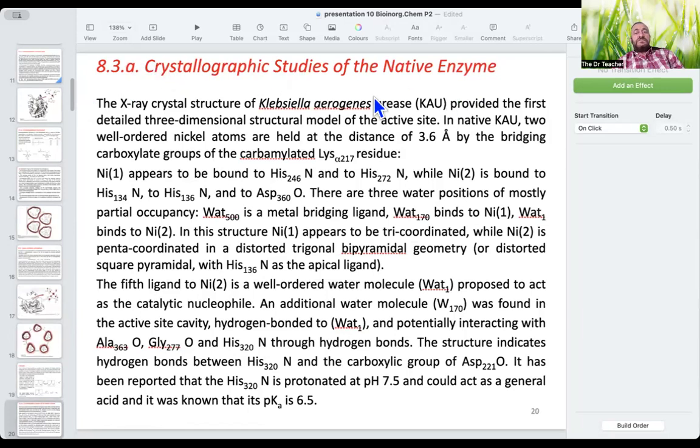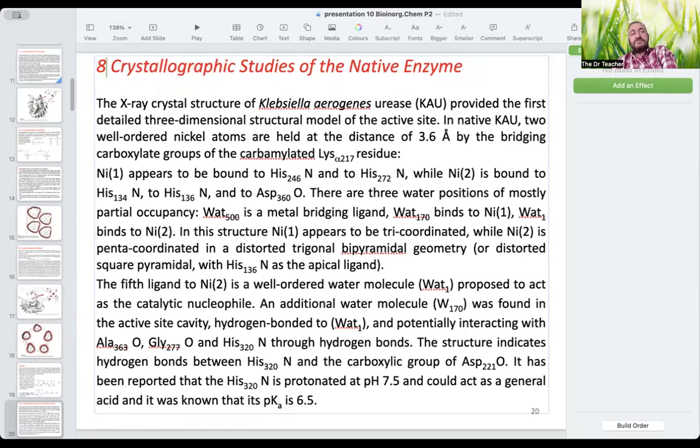Crystallographic studies of the native enzyme. This has been obtained from the journals, and we used it to explain the models prepared, or we mimic the active site of the enzyme, which shows the similarity with the enzyme itself in biology. So the X-ray crystal structure of Klebsiella aerogenes urease provided the first detailed three-dimensional structural model of the active sites.